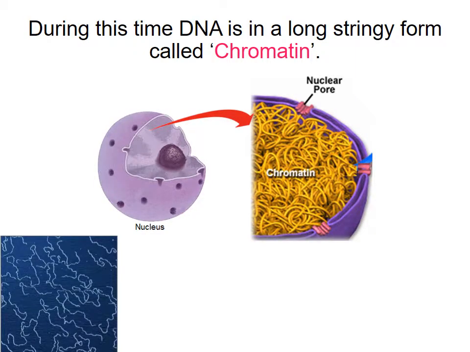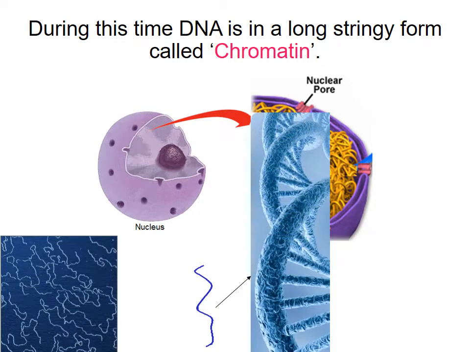During G1, DNA is in the long stringy form called chromatin. It needs to be in this form so that transcription, or the creation of mRNA, can occur in the nucleus. If it was wound up into the chromosome form, the individual genes could not be transcribed into the mRNA.